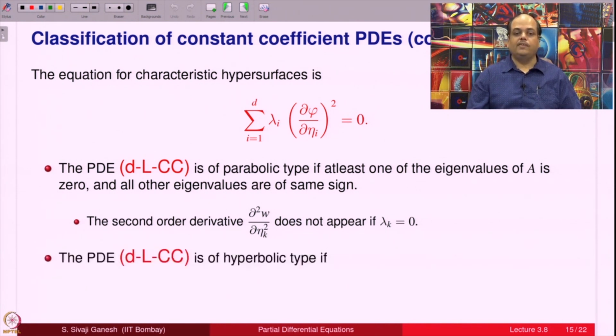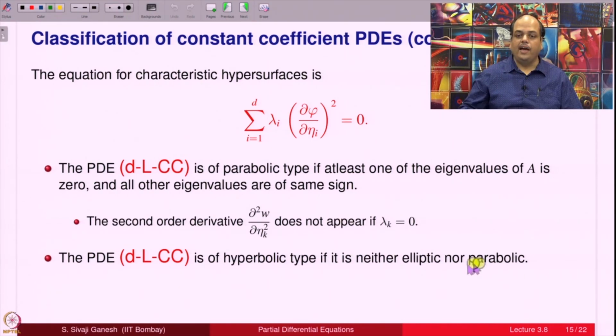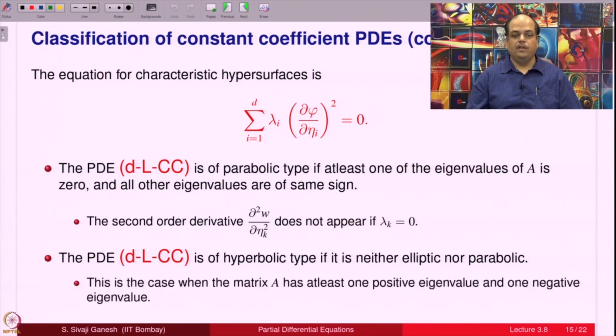Therefore, the PDE is of hyperbolic type. Now, we have to say it is of hyperbolic type if it is not elliptic and not parabolic; that is the definition. Now, what does that translate to in terms of the eigenvalues of A? This is the case when the matrix A has at least one positive eigenvalue and one negative eigenvalue.